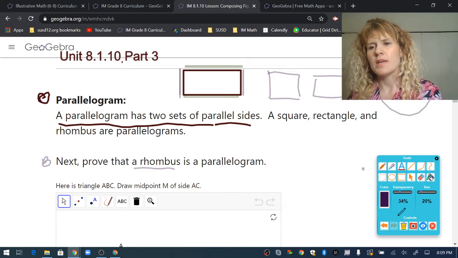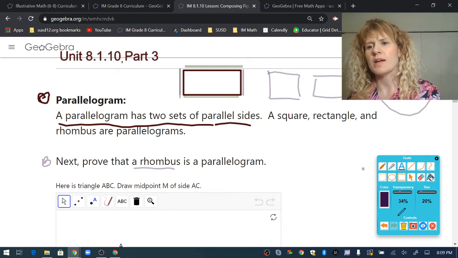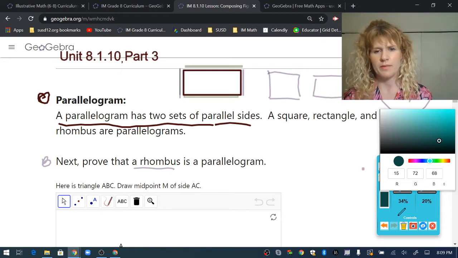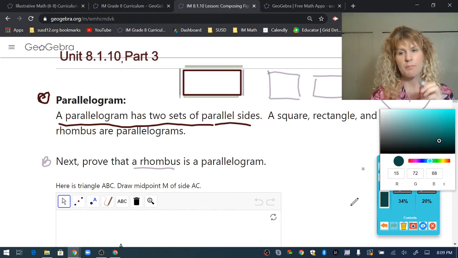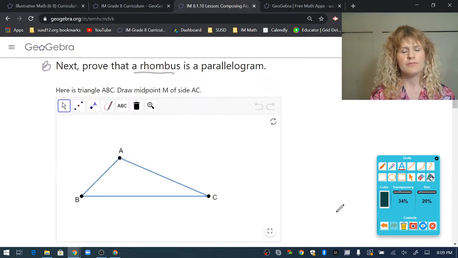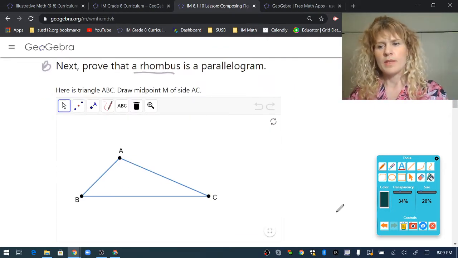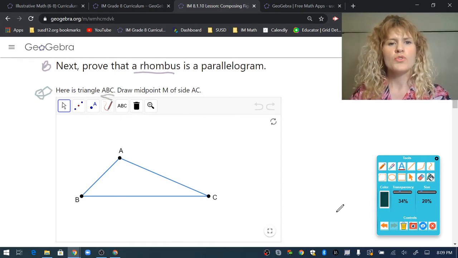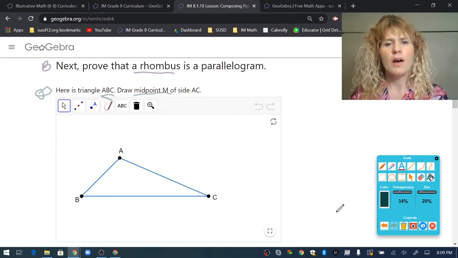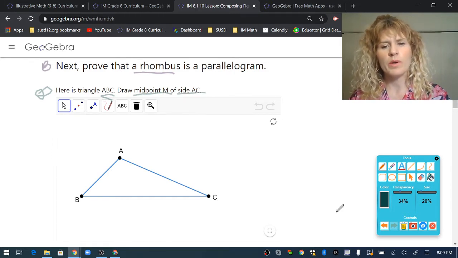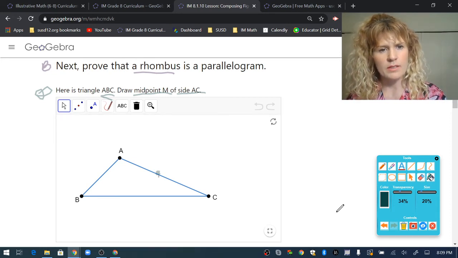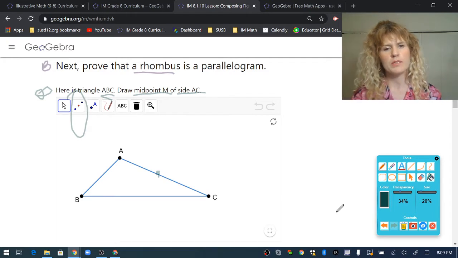Here's a rhombus. It has two parallel sides, there, and these sides here. But let's prove that they're parallel and that this is a parallelogram. Okay, follow the instructions. It says, here is triangle ABC. Draw midpoint M of side AC. So we want to draw the midpoint of this line. To do that, click on the midpoint tool.